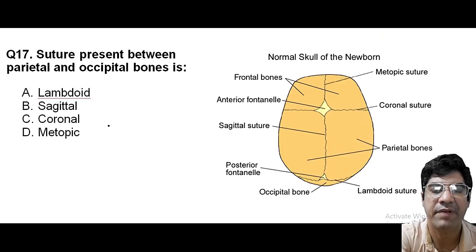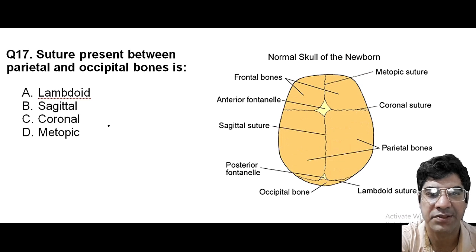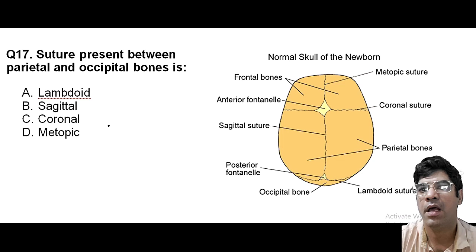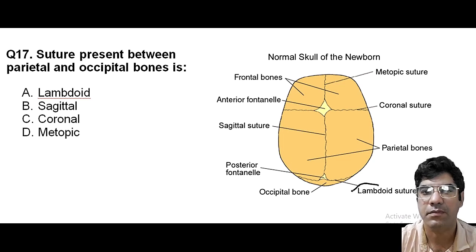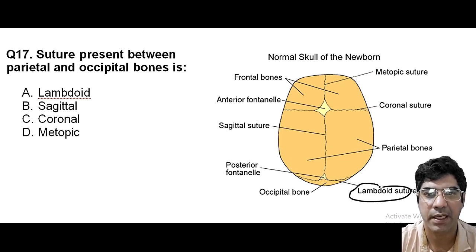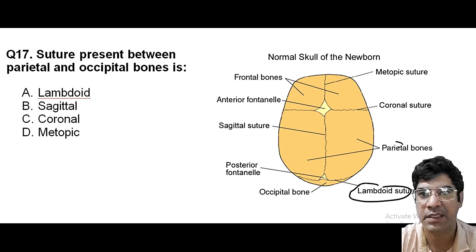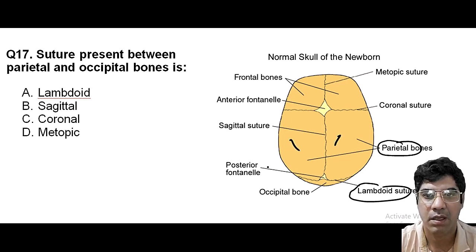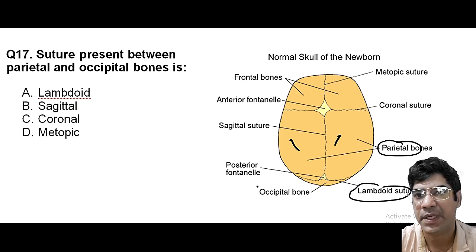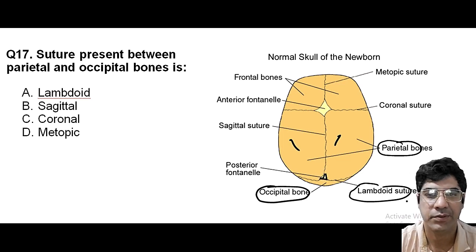Sutures present between the parietal and occipital bones. This question we have already discussed in the explanation part. It's the lambdoid suture. It is situated on the posterior aspect of the skull. This one is the parietal bone. It connects the two parietal bones with the occipital bone. So this area shown is the lambdoid suture.